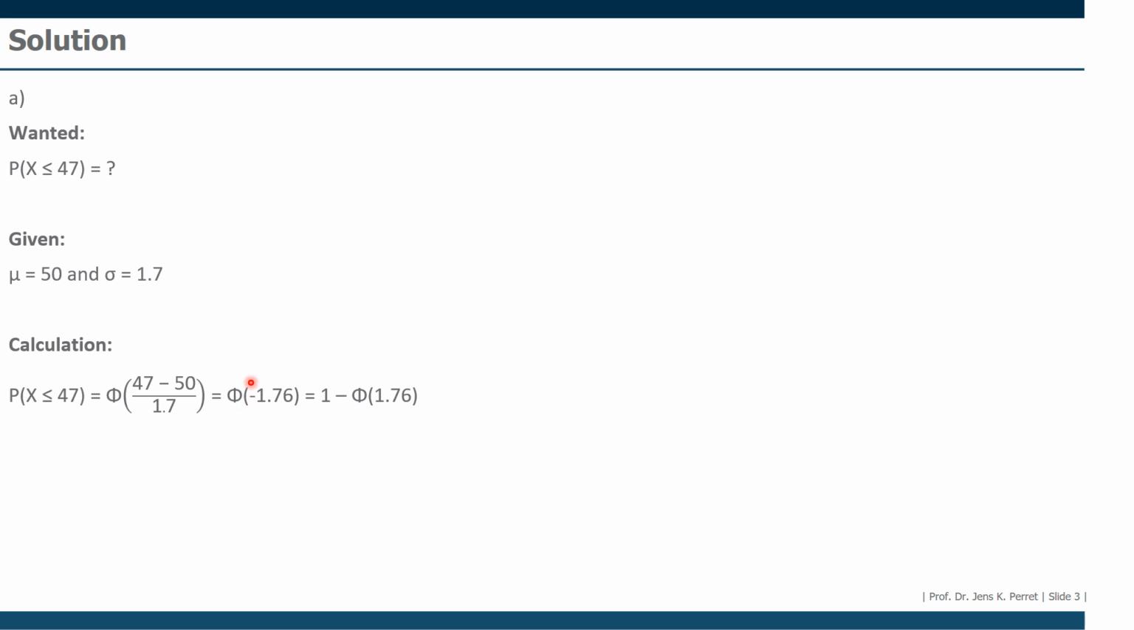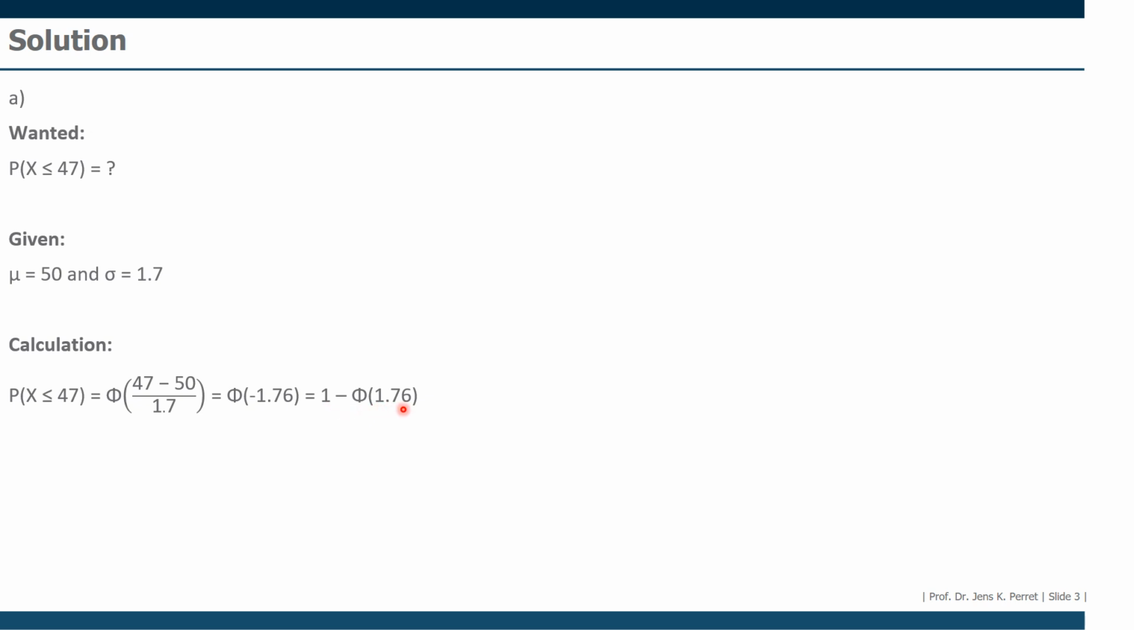The phi, the big phi in front, means we have to look up this value in the table for the standard normal distribution. However, there's one big problem. The table does not contain negative values. So what to do? Well, we can more or less pull the minus in front of it, meaning instead of looking up the negative value, we put one minus in front of it and then leave off the minus. So this part is transformed into that.